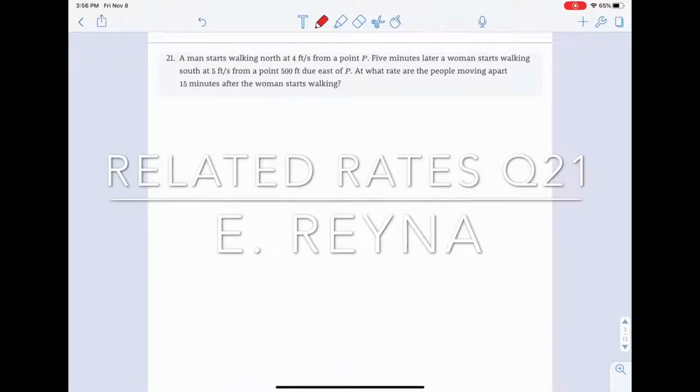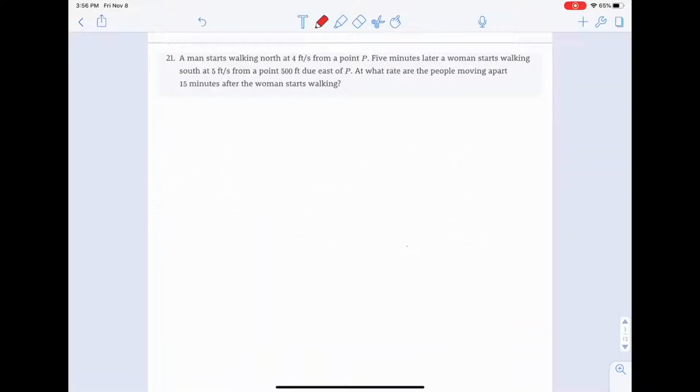Okay, so first here we're going to draw a picture. So it says from point P, a man starts walking north. So we're going to label this as X. And then 5 minutes later, 500 feet due east. So this is 500 feet. A woman starts walking south at 5 feet per second. So we're going to label this Y.